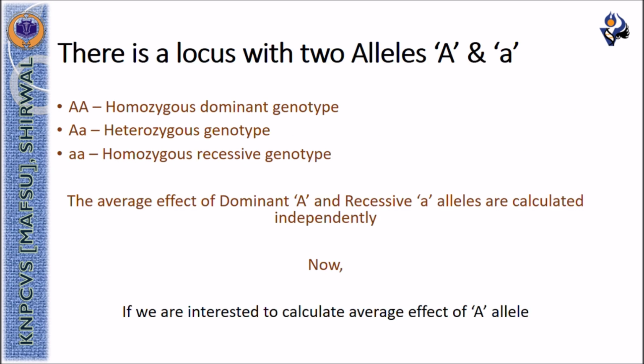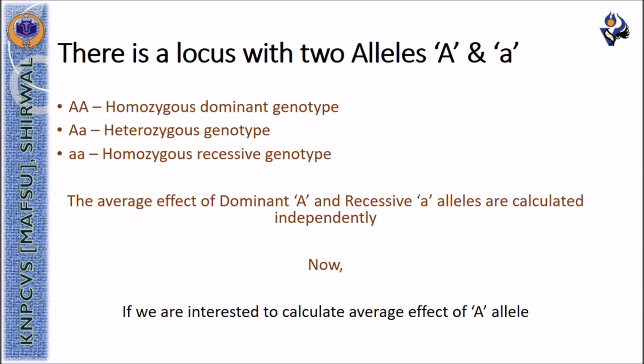To understand the concept of average effect of an allele, suppose there is a locus with two alleles, dominant A and recessive a. In that case, capital AA will denote the homozygous dominant genotype, capital Aa will denote the heterozygous genotype, and small aa will denote the homozygous recessive genotype. The average effects of dominant and recessive alleles are calculated independently.